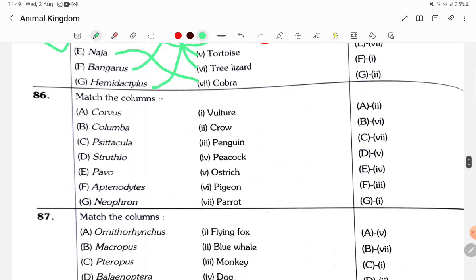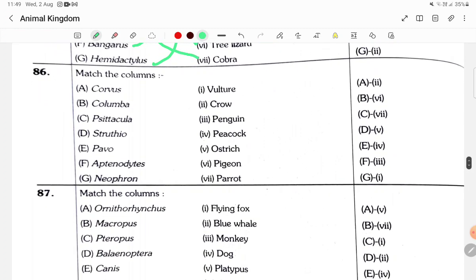Question number 86. Corvus is this crow. Columba is pigeon. Psittacula is parrot. Struthio is ostrich. Pavo is peacock or pigeon. Peacock, I guess. Yeah, peacock. Aptenodytes is penguin or vulture. Neophron is vulture.